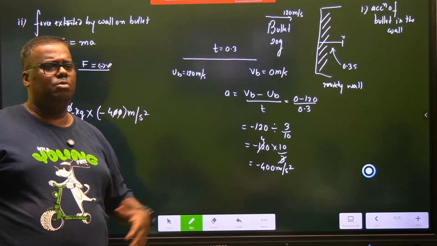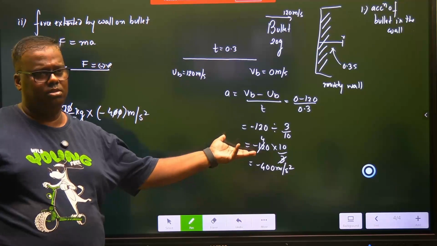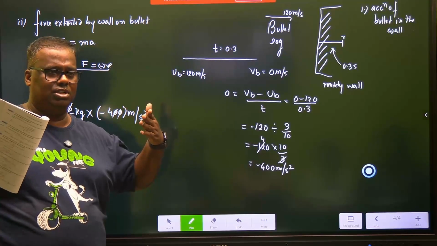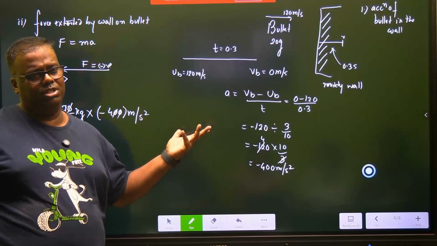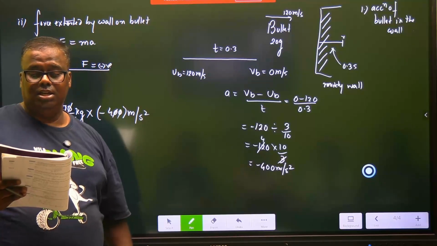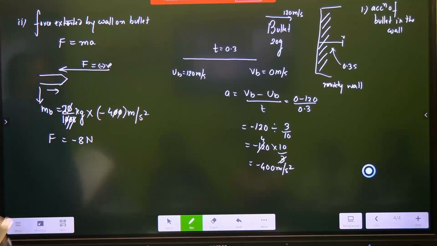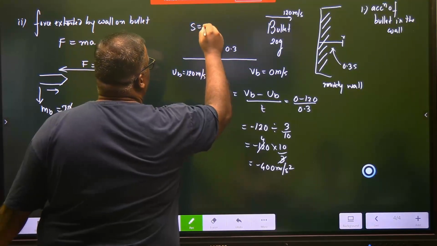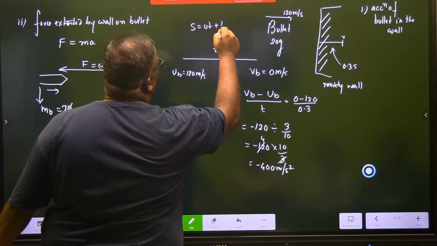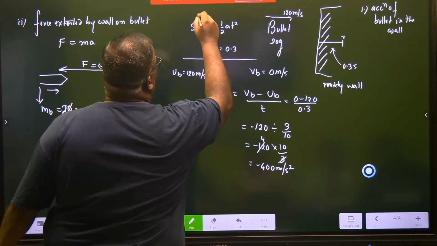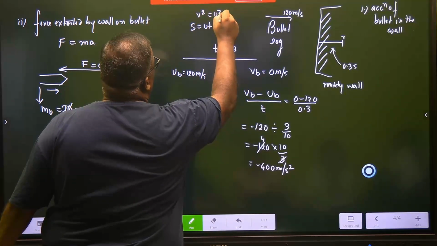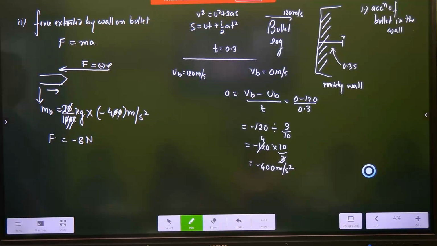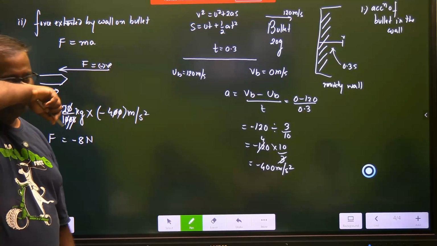The next question is, what is the force exerted by the bullet on the wall? The force exerted by the bullet on the wall is also 8 Newton. Magnitude wise it is the same, na? Equal and opposite forces, but the directions are opposite. Finally, it asks for the distance covered by the bullet in the wall. How much did it penetrate? Here we can use S is equal to ut plus half at square, or you can also use v square equal to u square plus 2as. Either of the equations will give you the answer. Have you understood?